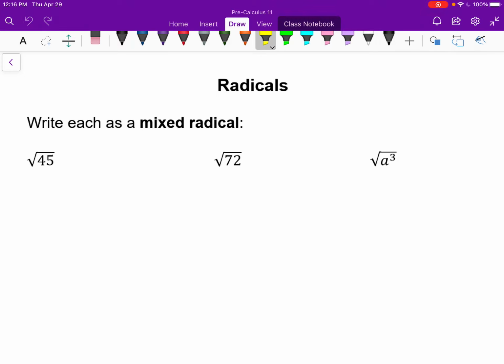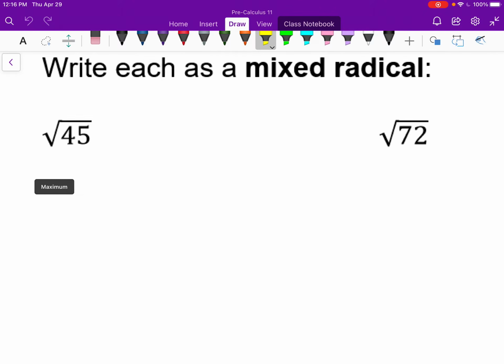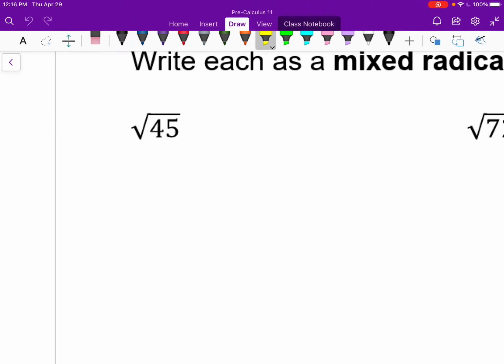And so looking here, I have 3 different radicals. They're all types of square roots. And so these radicals, what we can write as a mixed radical. So what's a mixed radical? Well, let's look at root 45. The number 45 is not a perfect square. So the square root of 45 is not a rational, nice kind of tidy number. But the number 45 is the same as 9 times 5. And so I can rewrite root 45 as root 9 times root 5.